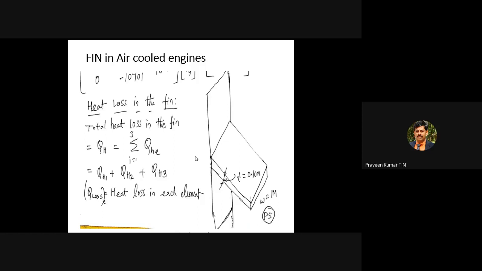That's why there are two types of cooling: one is air cooling and one more is water cooling of the engines. If you go for water cooling, the weight of the two-wheeler becomes more and more. So especially for the two-wheeler, they will not go for water cooling. They go for air cooling.